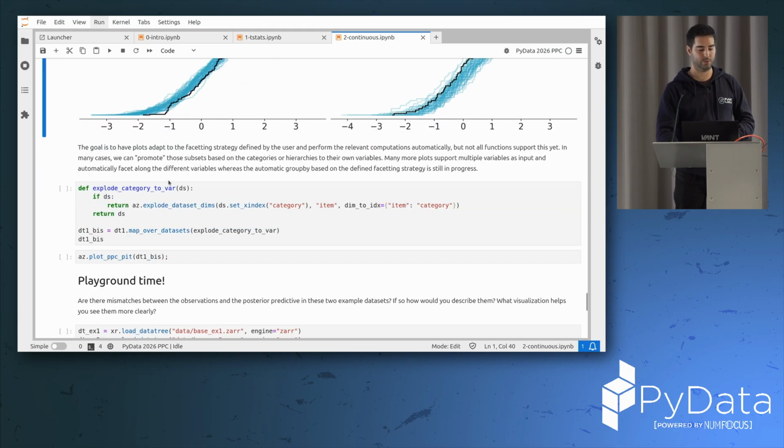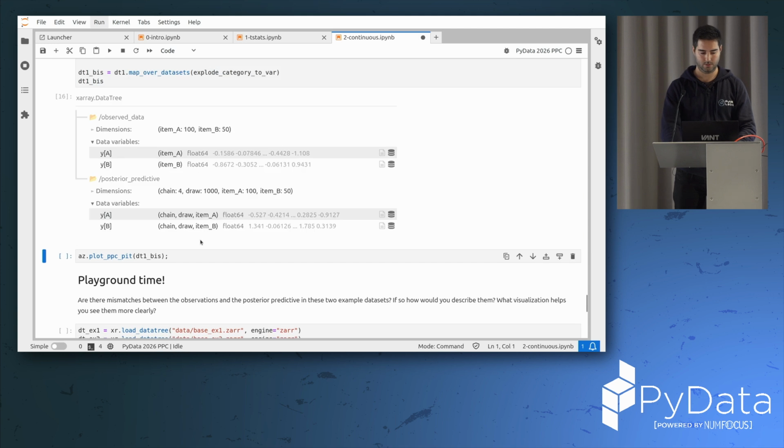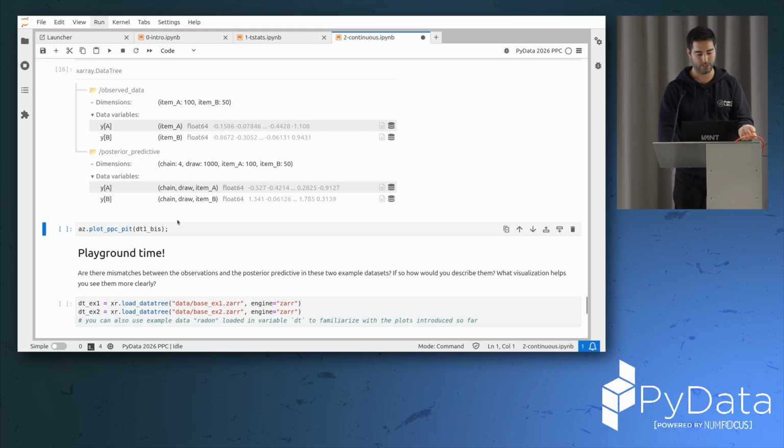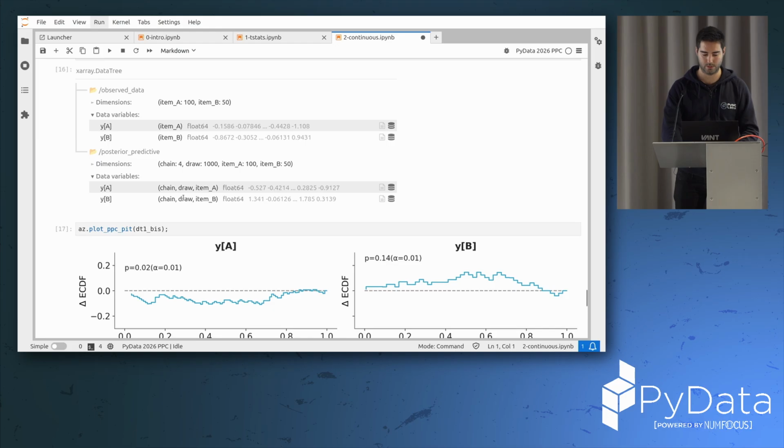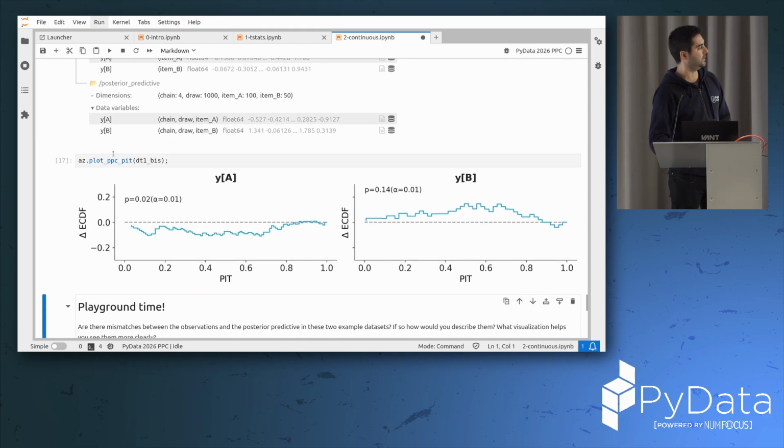Hopefully will come soon. So what we have to do is promote these different categories to their own variables. So here, instead of one dimension of length 150, we now have one variable with item A dimension with length 100 and another variable with length 50, and then we can use this same kind of idea to generate two plots with the PPC PIT for each of the categories independently.